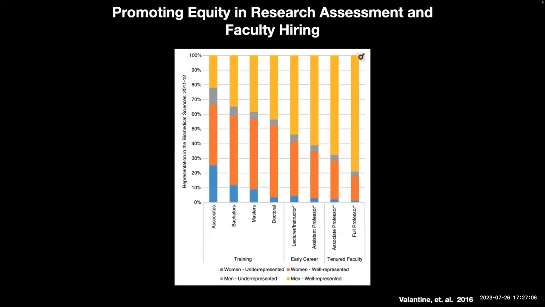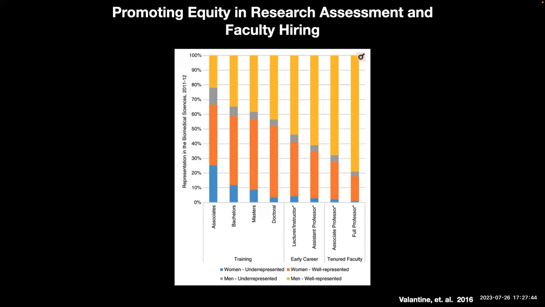Okay, and the reason that I wrote this perspective is because there is an incredible pattern of homogeneity as we ascend the academic research hierarchy. Here I'm showing you a paper from 2016, a graph demonstrating the relative diversity as we ascend the academic hierarchy. You can see that as we go from associates, people with an associate's degree in the training period, to people who are tenured faculty and full professors, there is a dramatic increase in the representation of well-represented men, right? So this is white men.